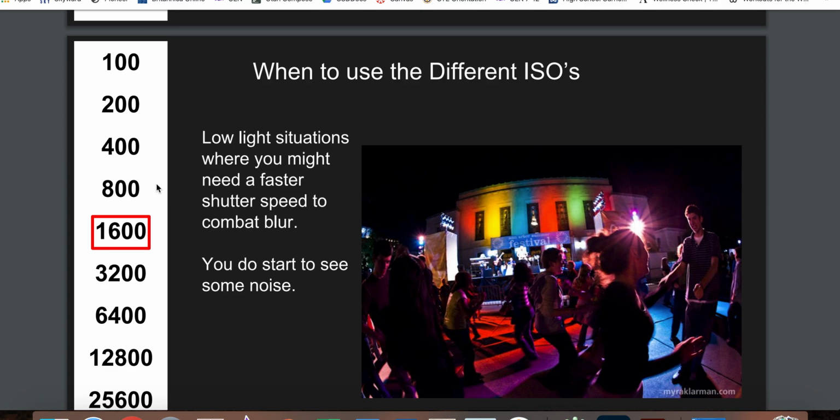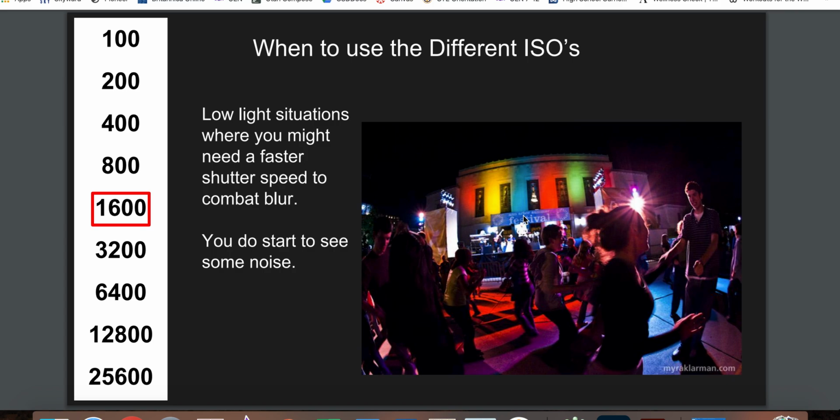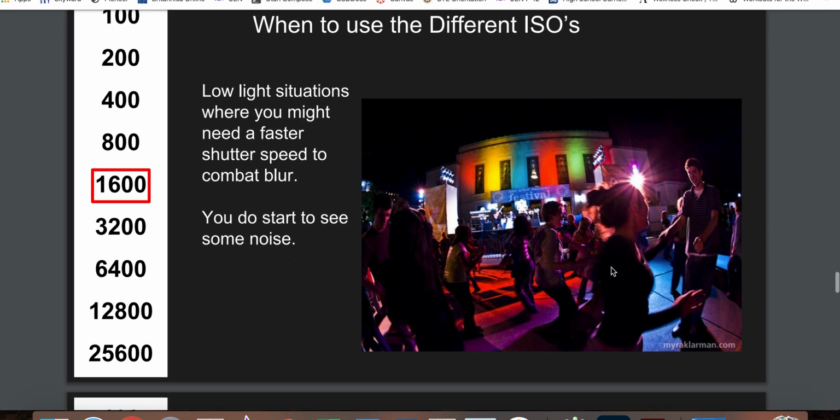So now we're getting into our bigger numbers. After 800, we start getting into 1600 and on. This is where you have low light, like the example over here on the right. It's at night, you have a little bit of light from the street lamps, but not a whole lot of light to go on. This is when we need a higher ISO and a faster shutter speed to deal with the blur that might happen. And in this image, you do start to see some noise in it, some graininess. And this is what I'm talking about, a little bit of a blur, like this lady moving right here.